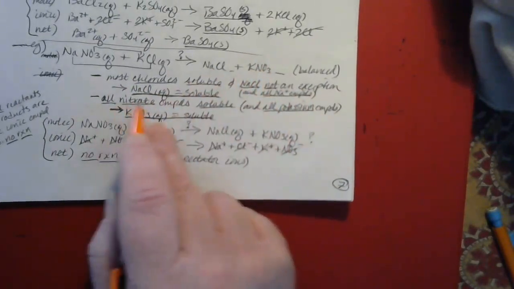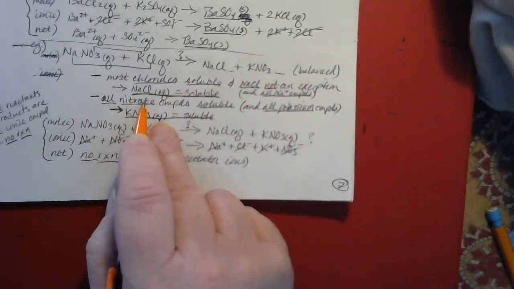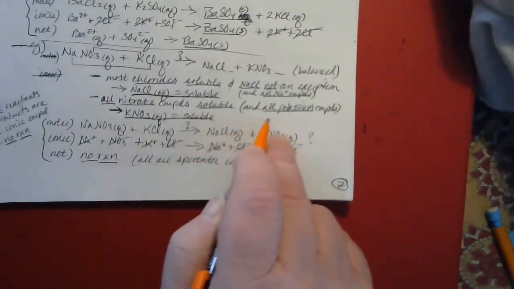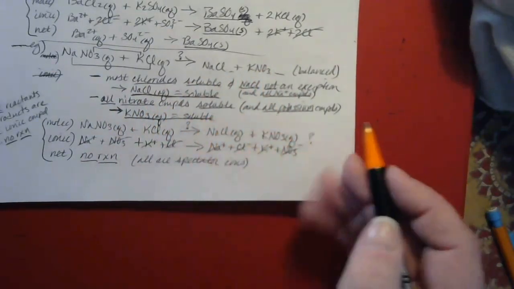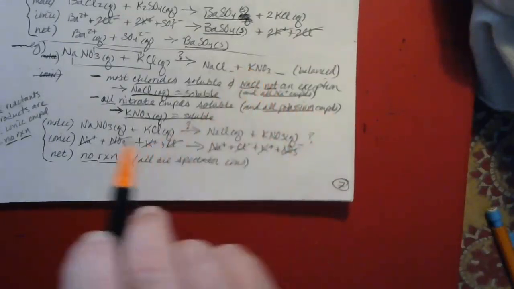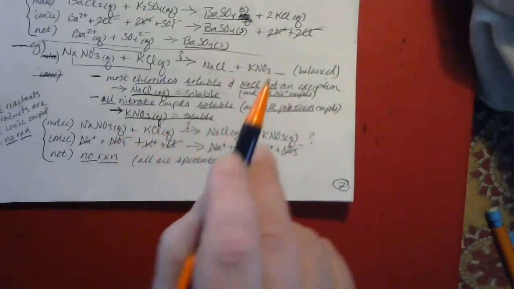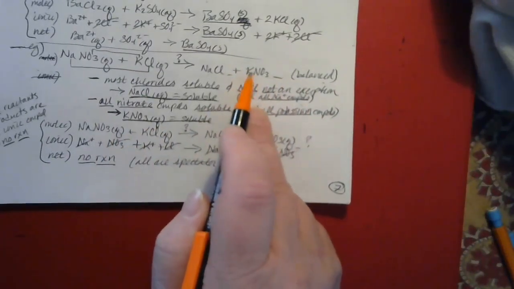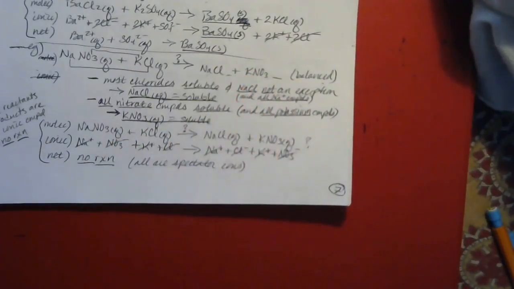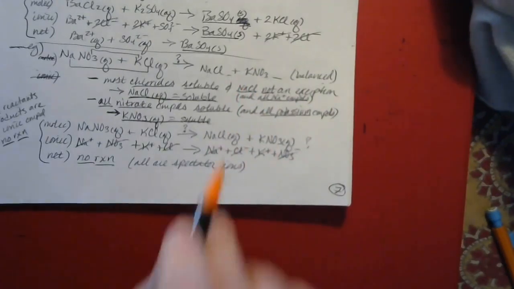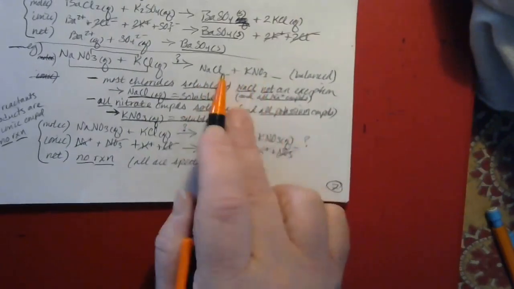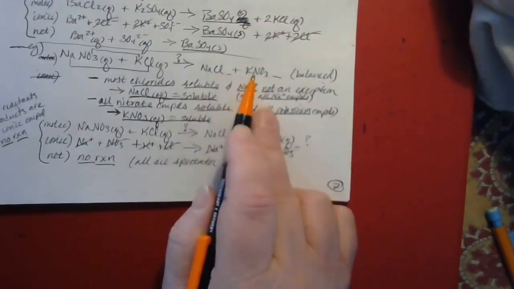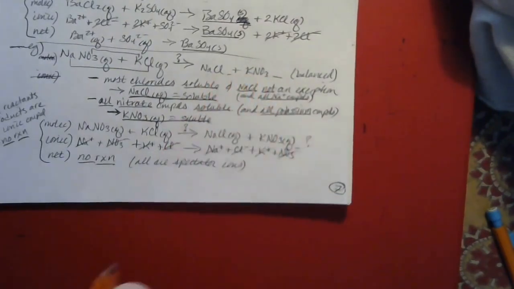What about the potassium nitrate? Well, the table tells us all nitrate compounds are always soluble, and there are no exceptions, so potassium nitrate is soluble. And also, all potassium compounds are soluble since potassium is in group 1A. So yes, potassium nitrate is soluble. So we've got two soluble ionic products, and that means that there is ultimately no reaction here.